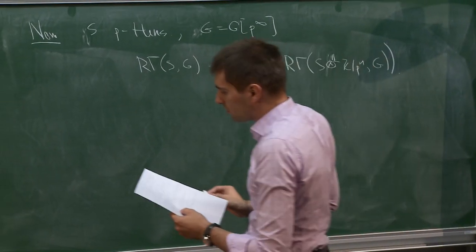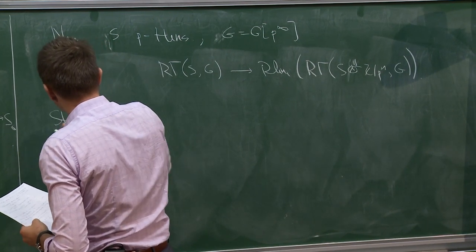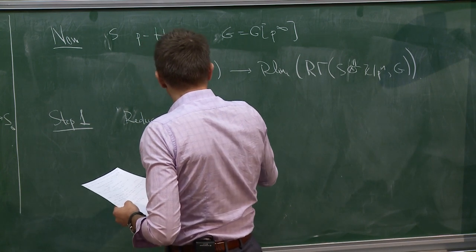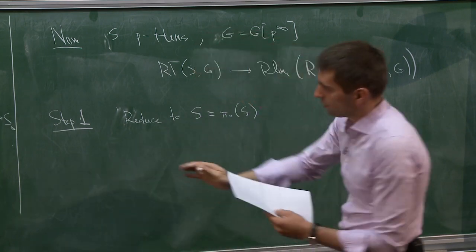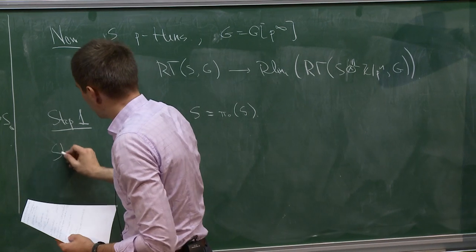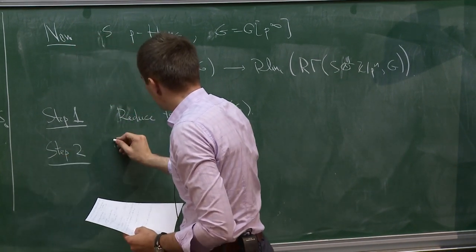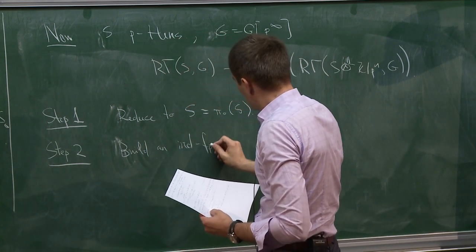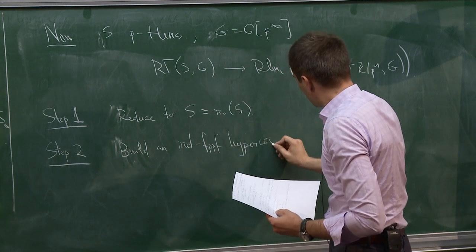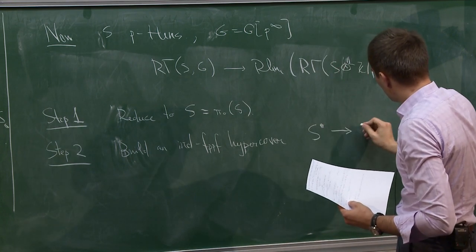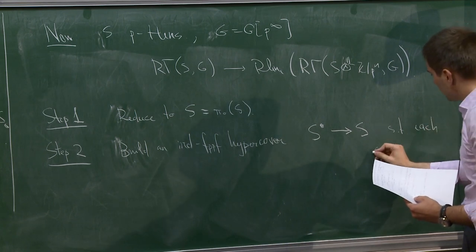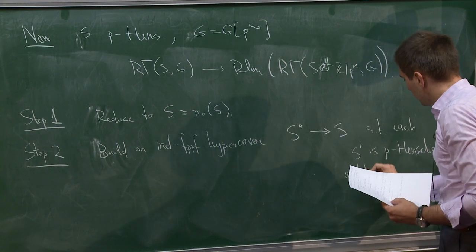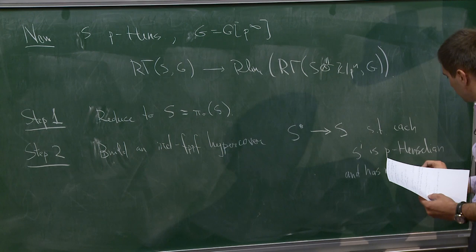Okay, I'm out of time. Let me just give a basic step to build. Starting, well, first one reduces to S being just its π_0 by using this Postnikov tower argument. Both sides behave well with respect to Postnikov towers because of this fact. And then the main step is to build an FPPF hypercover of S by some S_i, such that each S_i is p-Henselian, just as S was, and in addition, it has no non-split FPPF covers.